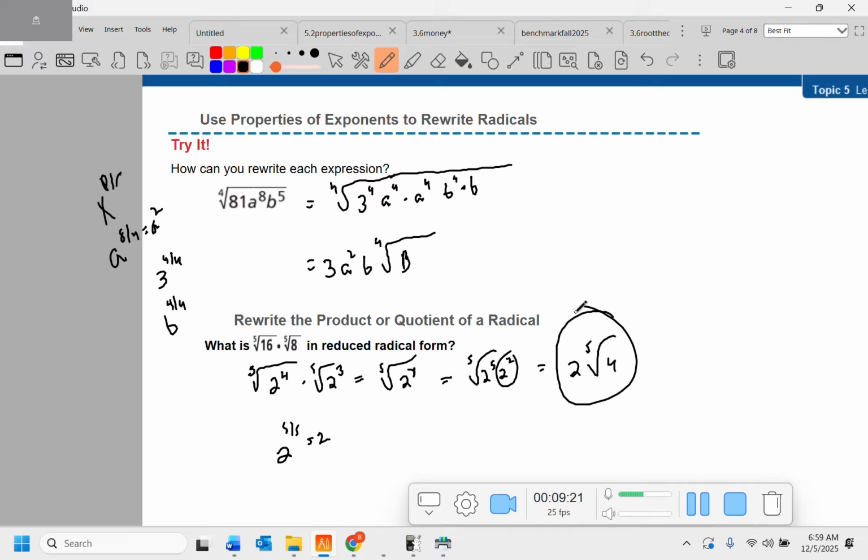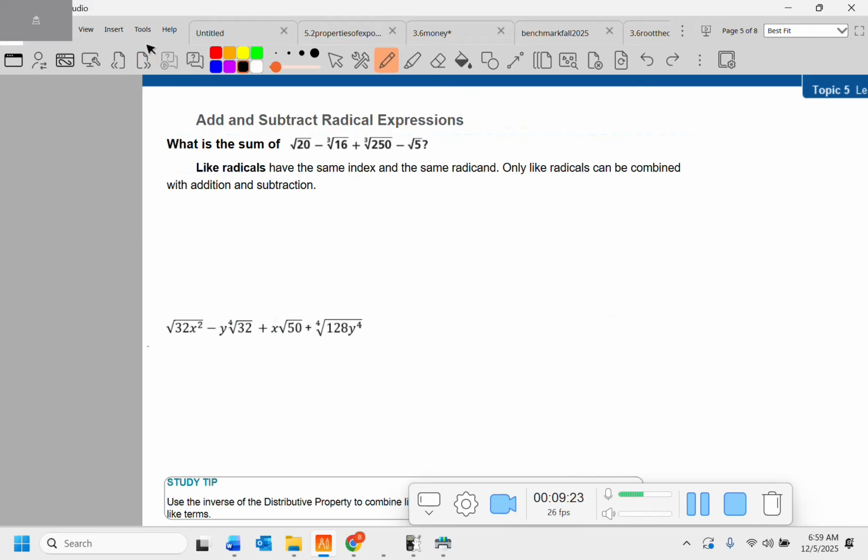Ta-da! Like, it ain't that bad, kids. I don't know. It just depends on how much number sense you have. If you can barely add, it's probably pretty brutal.